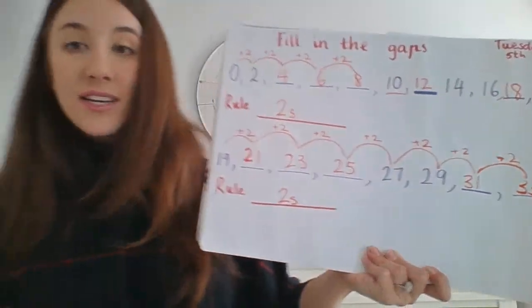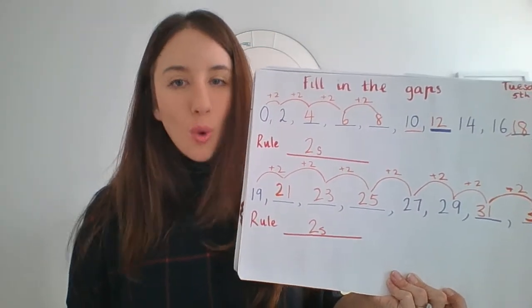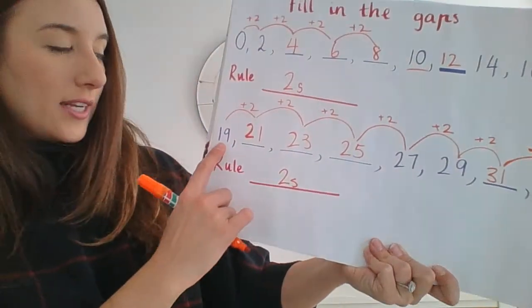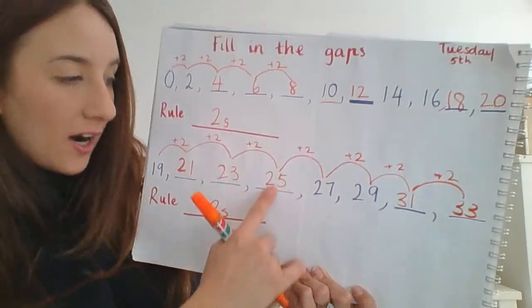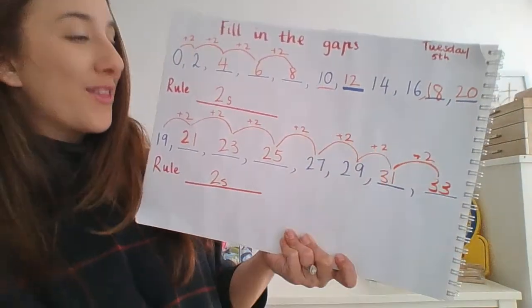We always need to go back and double check. We're mathematicians. Mathematicians always double check, okay? Even triple check. 19, 21, 23, 25, 27, 29, 31, 33.